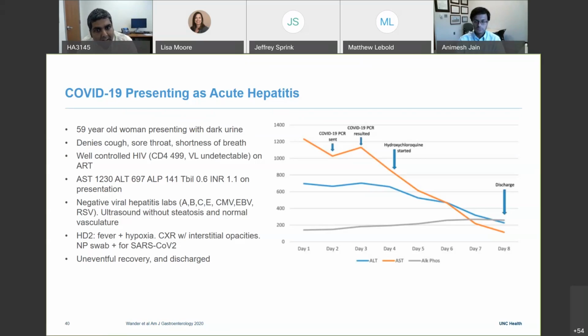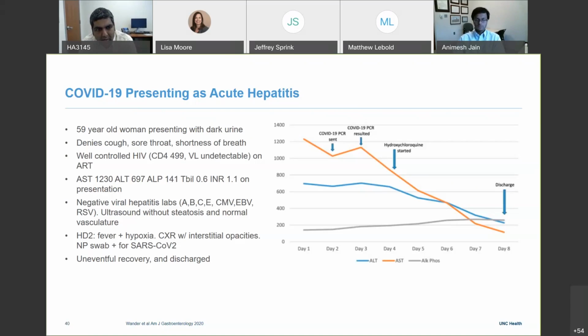But then the next day is when she started developing her respiratory symptoms, where she got fever and hypoxia. Chest X-ray showed that she had bilateral infiltrates, and her NP swab came back positive for SARS-CoV-2. So you can see in this graph that her liver enzymes, or transaminases, just slowly improved throughout her hospitalization. It got down to not normal, but significantly better than when she presented.